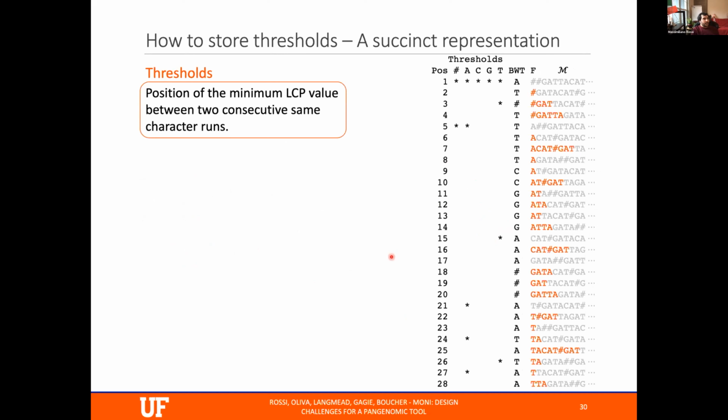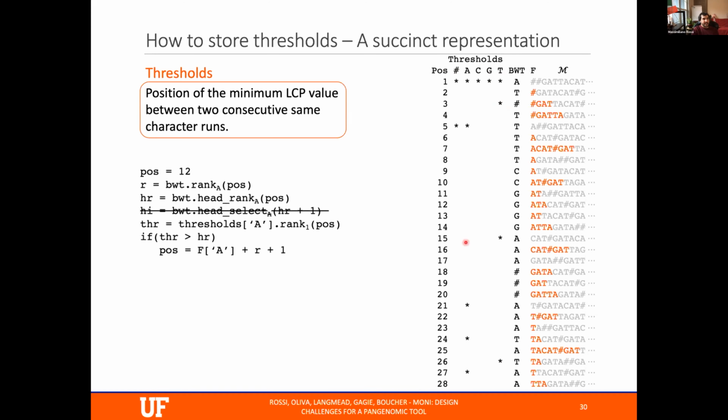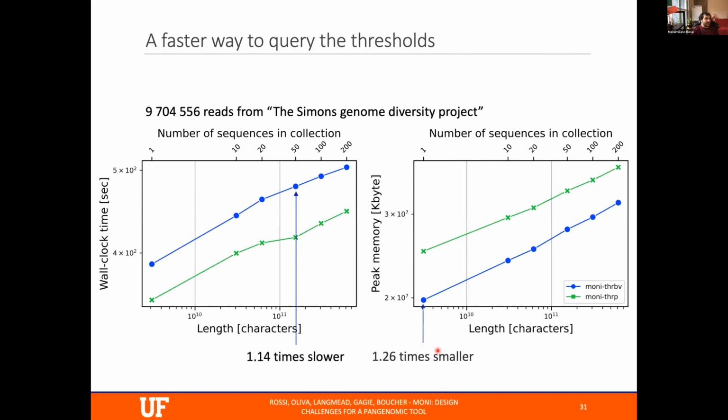The last thing that we did was a succinct representation of the threshold, which is basically the observation that if we divide the thresholds per character, then we can represent each threshold for each character as a bit vector, and query them by just counting the number of thresholds per character and comparing them with the number of runs in the BWT. So I will skip that. What it gives us is that it's a little bit slower, as someone may think, but it's also smaller, like 6 gig of difference, more or less.